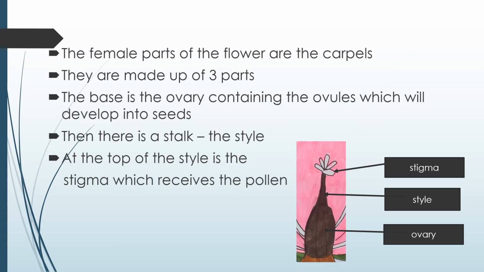The female parts of the flower are the carpels. They are made up of 3 parts. The base is the ovary containing the ovules which will develop into seeds. Then there is a stalk, the style, and at the top of the style is the stigma which receives the pollen. So we have ovary, style, stigma.